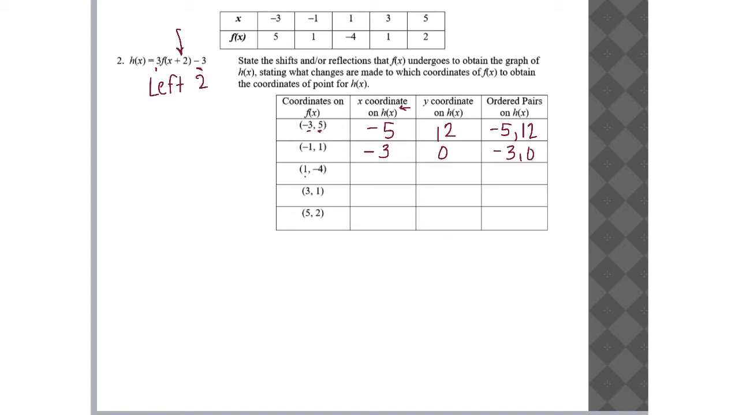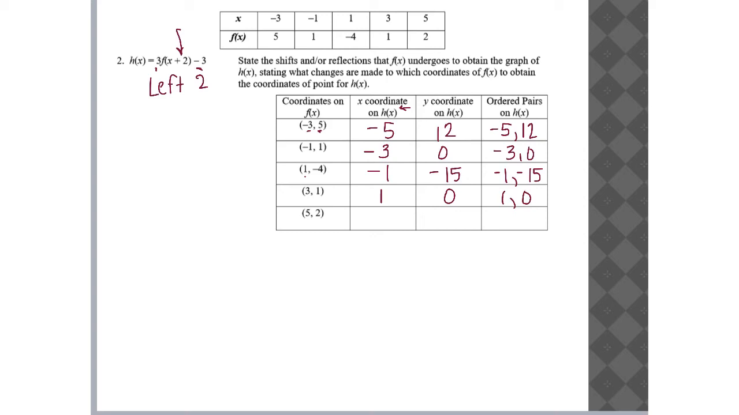The same is true for the next. So 1 minus 2 is negative 1. And then with negative 4, I'm going to multiply negative 4 by 3. That's negative 12. Negative 12 minus 3 is negative 15. So here we have negative 1, negative 15. Then 3, 1. Again, we need to subtract 2 from 3. And then for our 1, we multiply by 3 and then subtract 3. So my ordered pair is 1, 0.